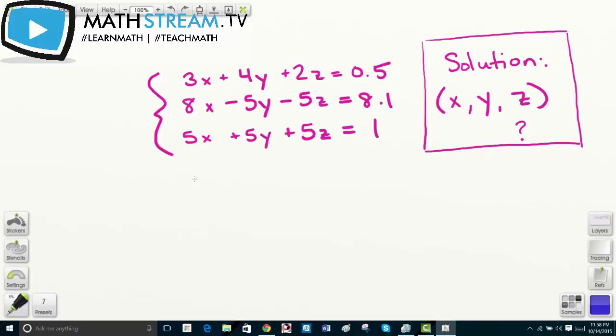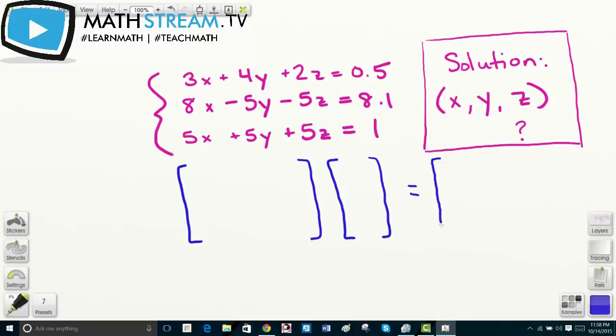And then I want you to set up a matrix equation that's going to look kind of like this. The first one is going to be a 3 by 3. The second is a 3 by 1, and the last is a 3 by 1. So this is a 3 by 3 matrix, a 3 by 1 matrix, and a 3 by 1 matrix.